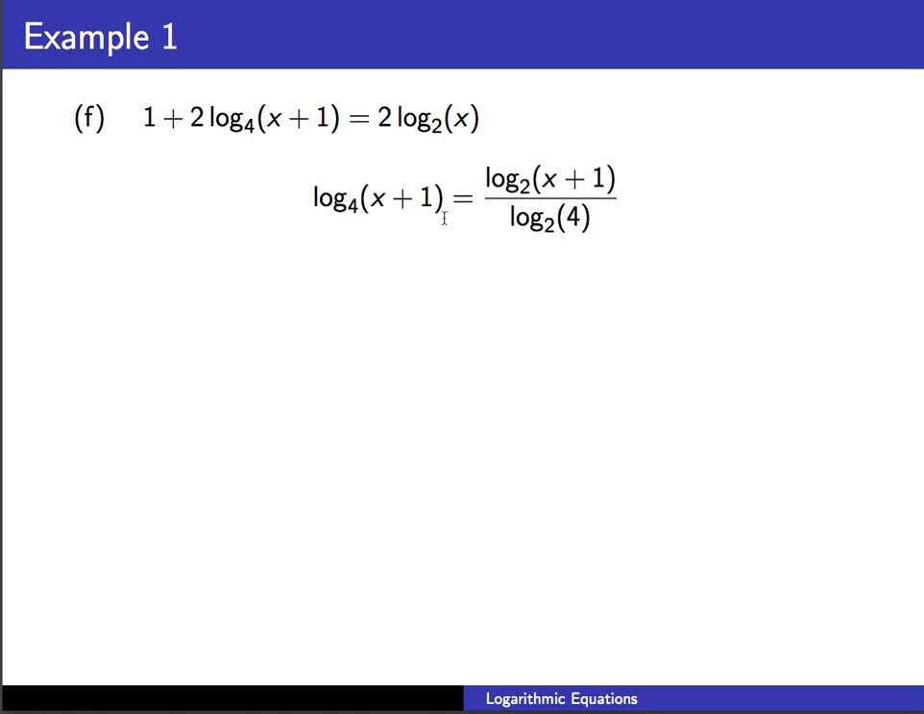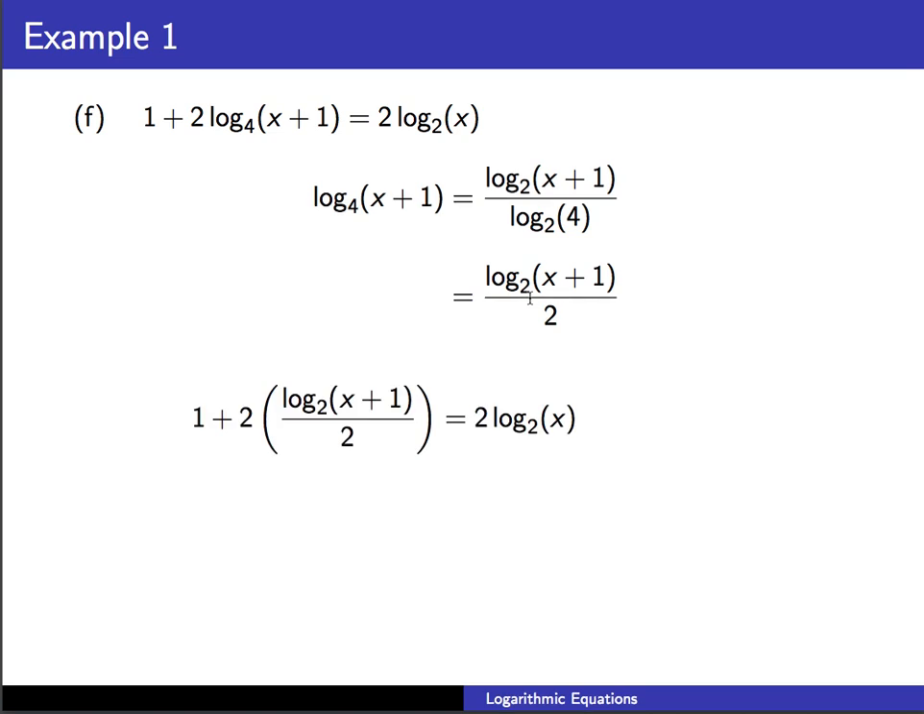So log base 4 of x plus 1 is log base 2 of x plus 1 over log base 2 of 4. So when we simplify this, log base 2 of 4 is 2. And now this expression here, this log base 4 of x plus 1, we can rewrite as log base 2 of x plus 1 all over 2. So substituting that for this log base 4 of x plus 1, we get 1 plus 2 times that quantity equals 2 times log base 2 of x.